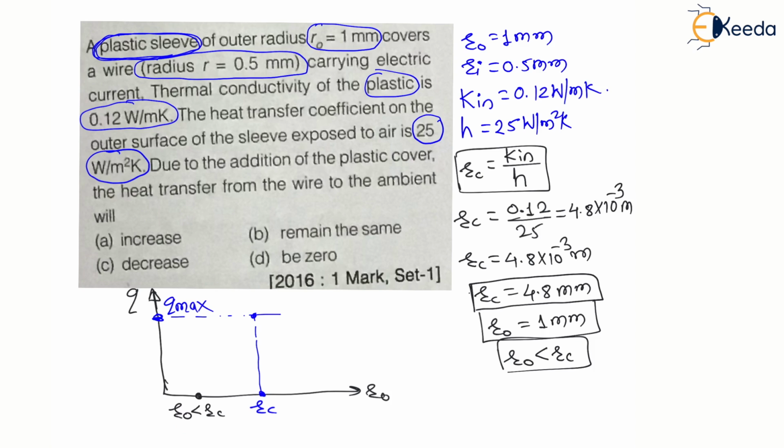Initially the heat transfer rate goes on increasing. Initially heat transfer rate goes on increasing up to RC. Here heat transfer is increasing up to RC, and as soon as this outer radius of insulation becomes more than RC, let us say this point where outer radius is more than RC, then after RC the heat transfer rate goes on decreasing continuously. Means here the condition is given RO less than RC. Therefore, as I go on adding insulation, the heat transfer is going to increase.